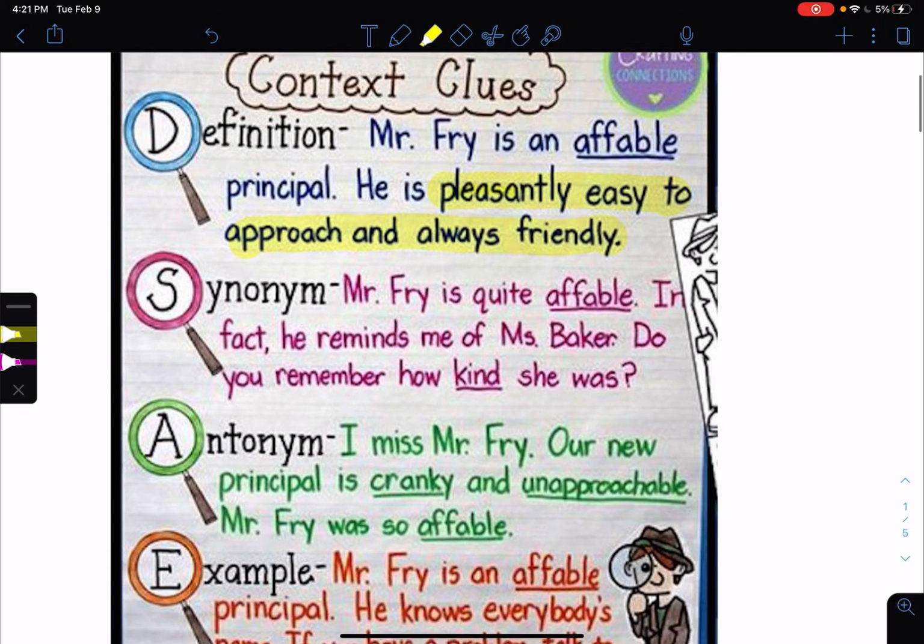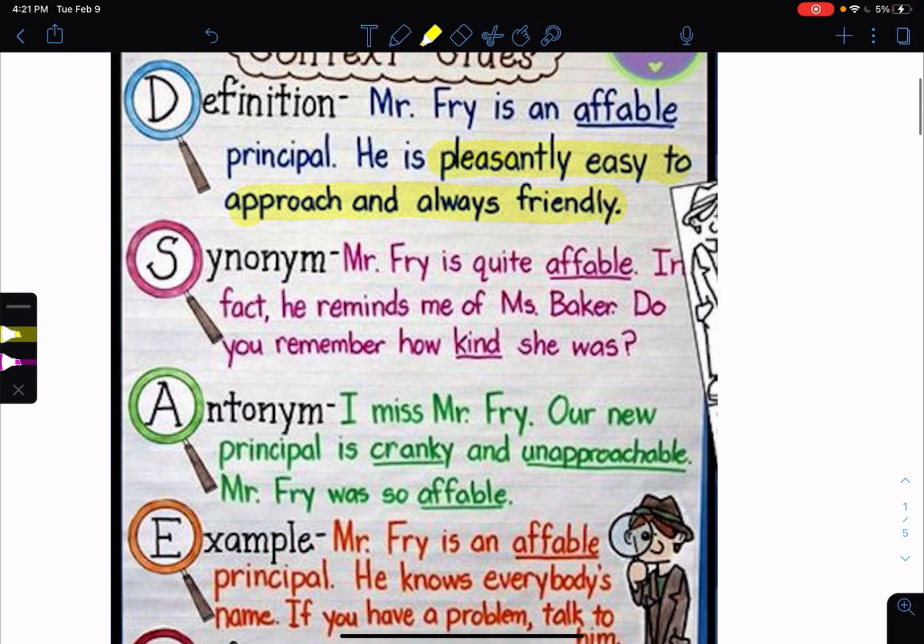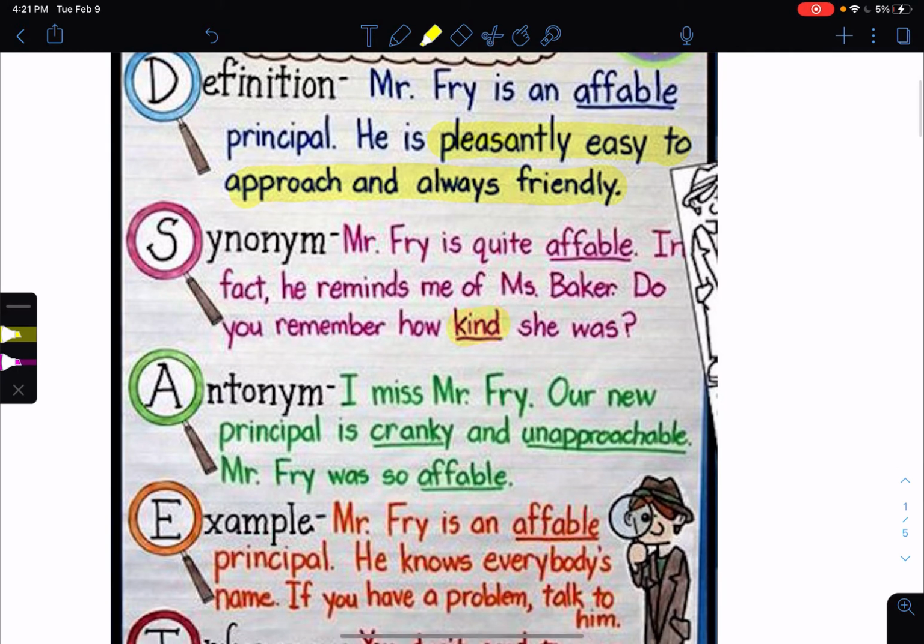Okay? Sometimes they might give you synonyms. Mr. Fry is quite affable, so there's a word again. In fact, he reminds you of Mrs. Baker, of Miss Baker. Do you remember how kind? This is a synonym, right? So they're drawing comparisons. Mr. Fry is quite affable. In fact, he reminds you of Miss Baker. So he is similar to Miss Baker, and Miss Baker is kind. So affable in this case means kind.